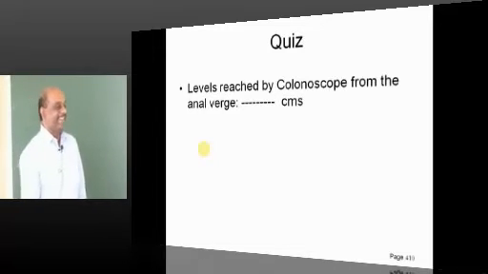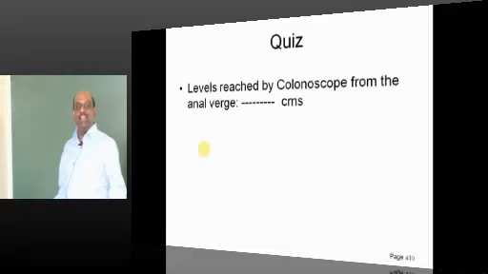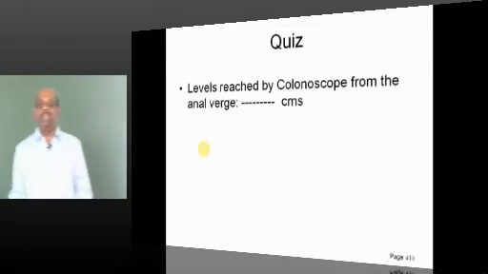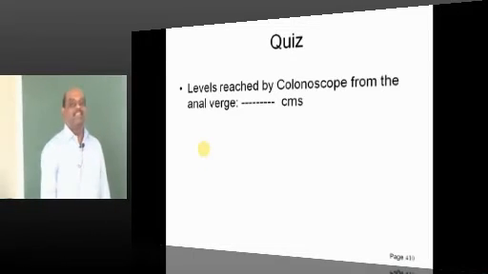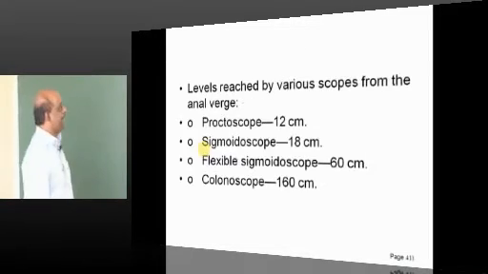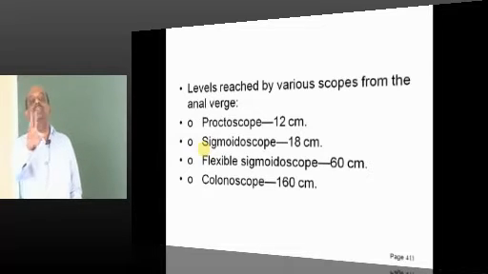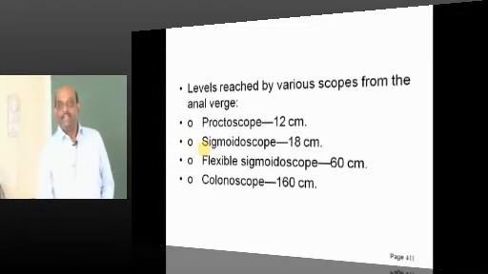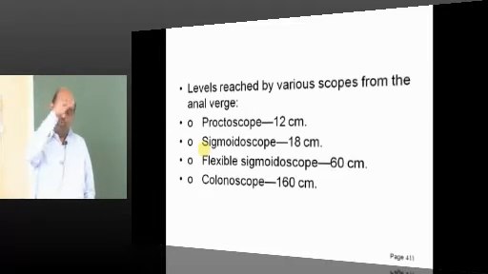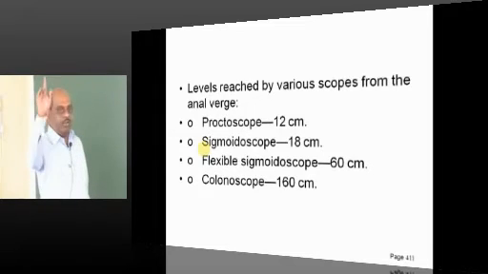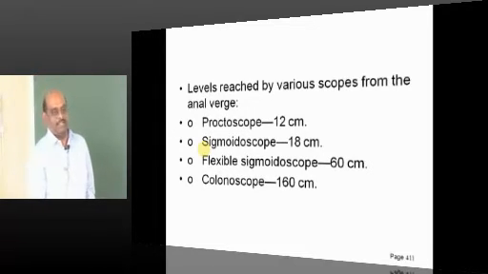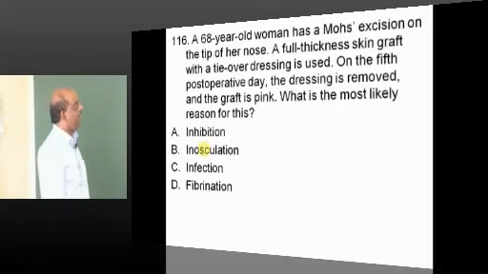Ultimately, there are a few skills which will be your bread and butter. 60 centimeters, doctor. You can't make a mistake. Proctoscope is what our Ramakrishna said, 10 to 12 centimeters, even if you put the full proctoscope inside. Sigmoidoscopy is 18. Flexible goes up to 60. Colonoscope in fact will go up to 160. Quite long.